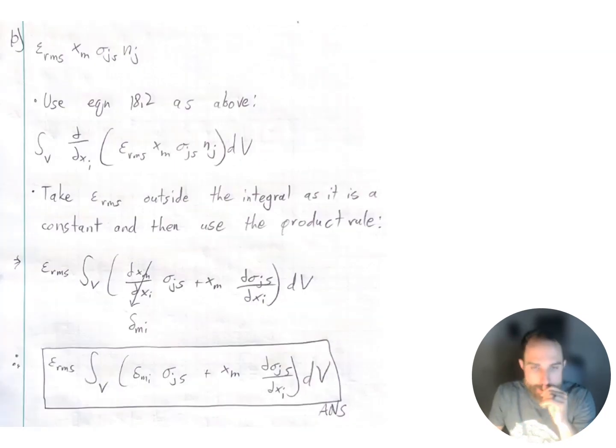So for part B, it's very similar. We have epsilon times stress and a normal vector there, and it's already in index form. So again, we're using equation 8.2 as above. Taking the divergence there of our values, and I noticed this is just going to be a constant, so we can just take it out of the integral, and then again use the product rule, which gives you this.